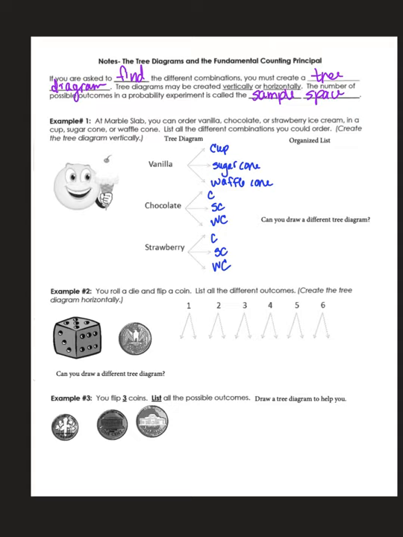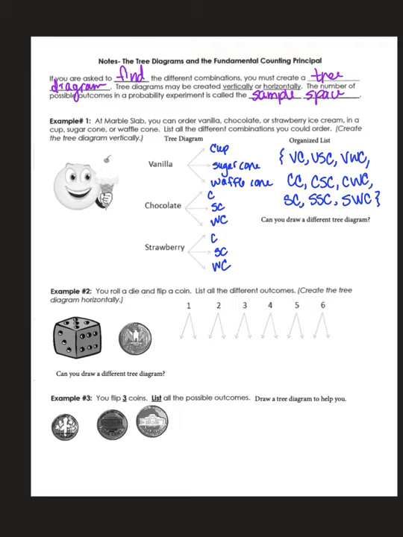So if I make an organized list, I can get vanilla with a cup, vanilla with a sugar cone, or vanilla with a waffle cone. I can get chocolate with a cup, chocolate with a sugar cone, and chocolate with a waffle cone. Or I can get strawberry in a cup, strawberry in a sugar cone, or strawberry in a waffle cone.